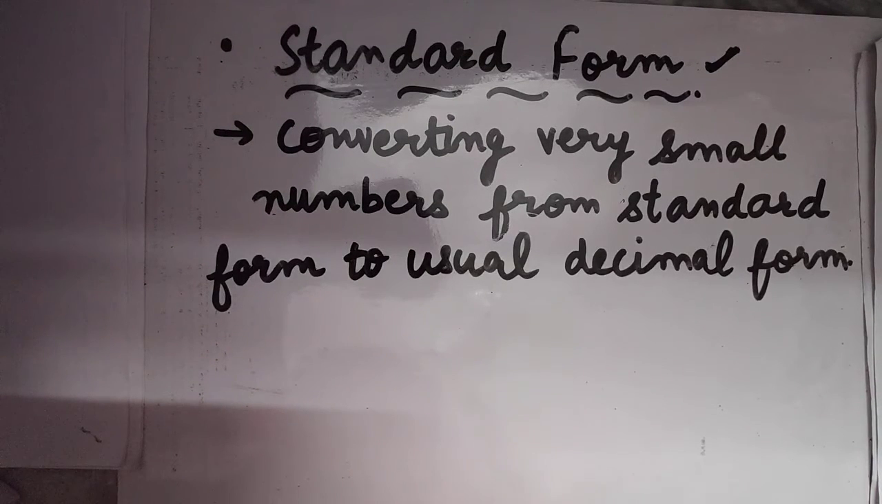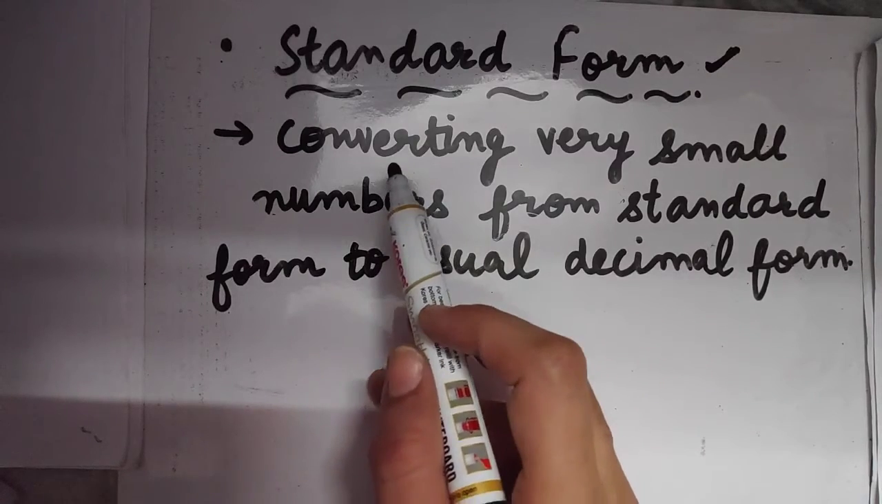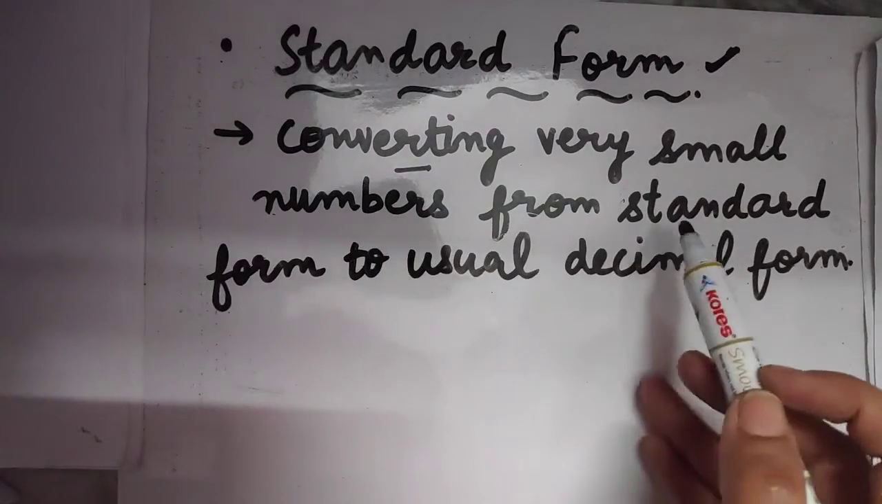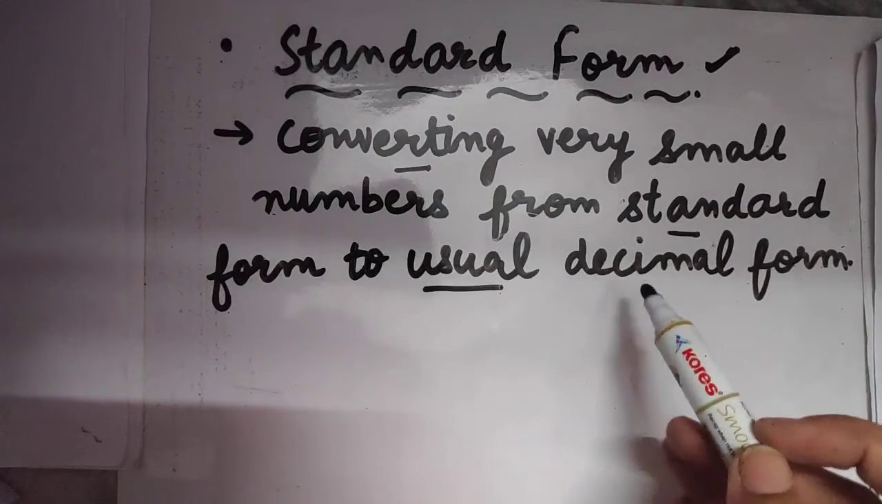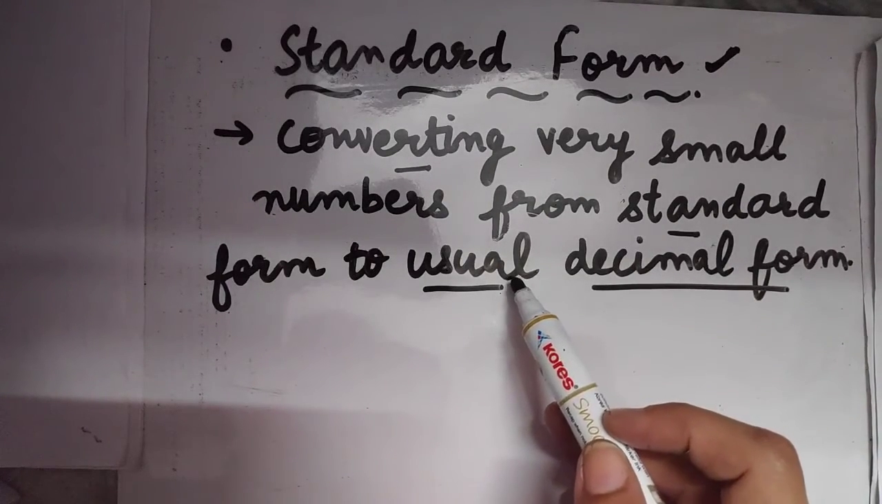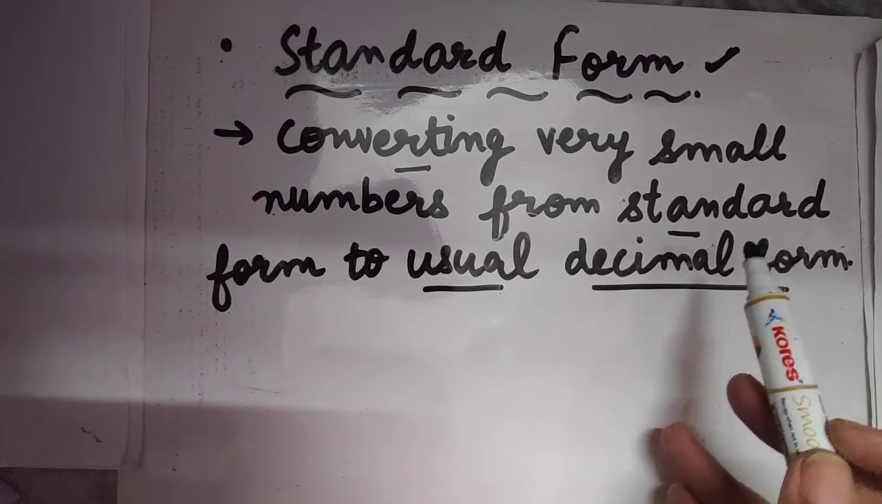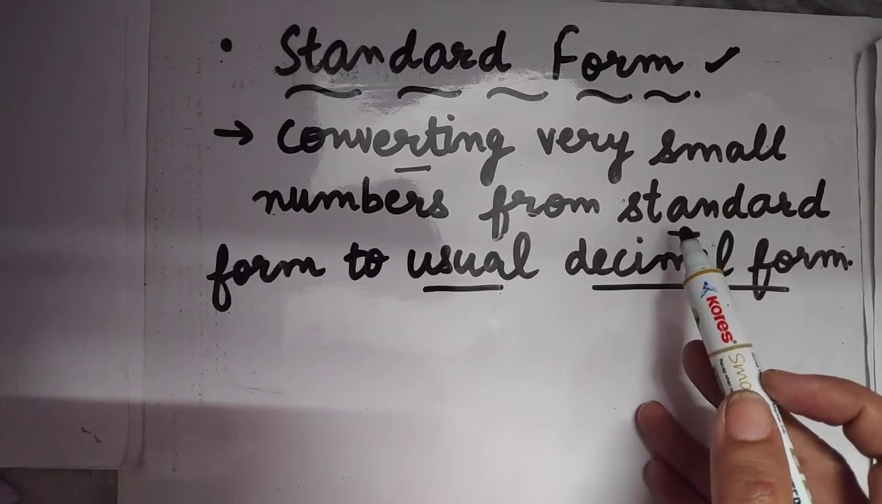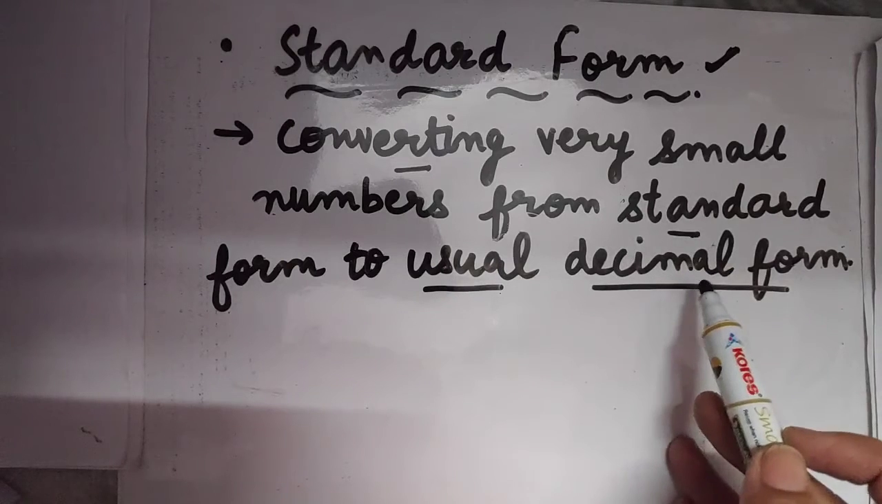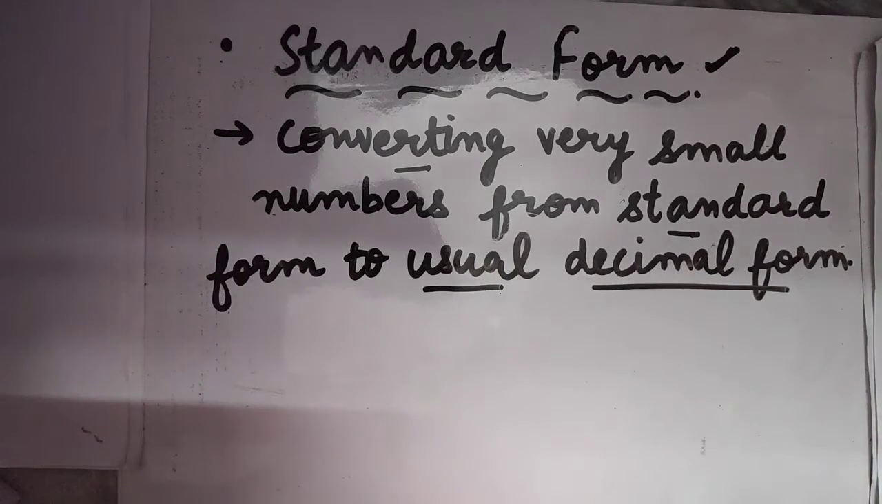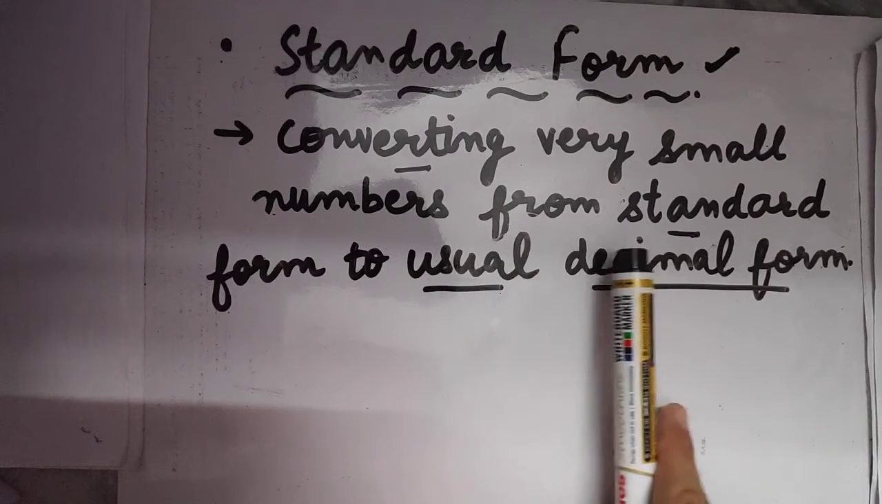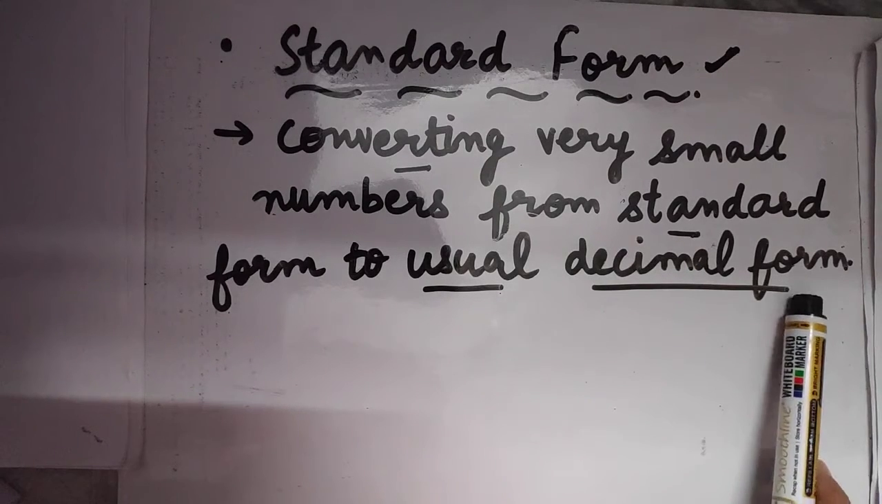Now coming to the next topic, in this topic we will be learning how to convert very small numbers from standard form into usual decimal form, or you can simply say usual form. In the previous examples we have learned to convert small numbers from decimal form to standard form. Now here in this topic we will be learning how to convert numbers from standard form to usual decimal form.